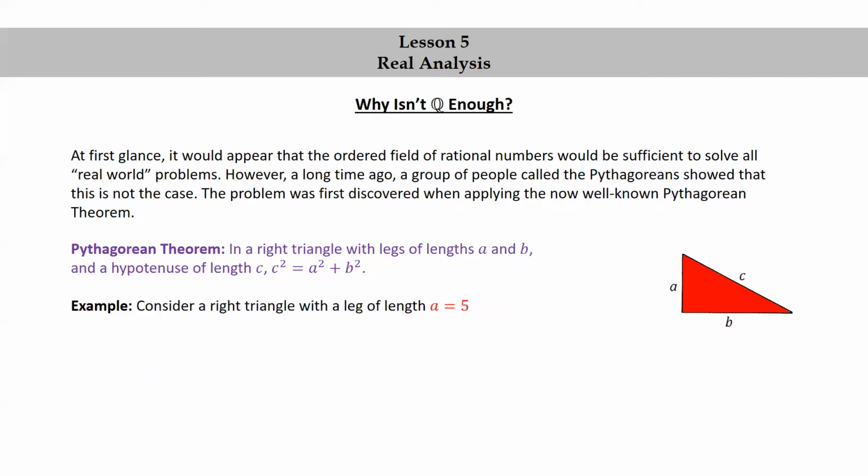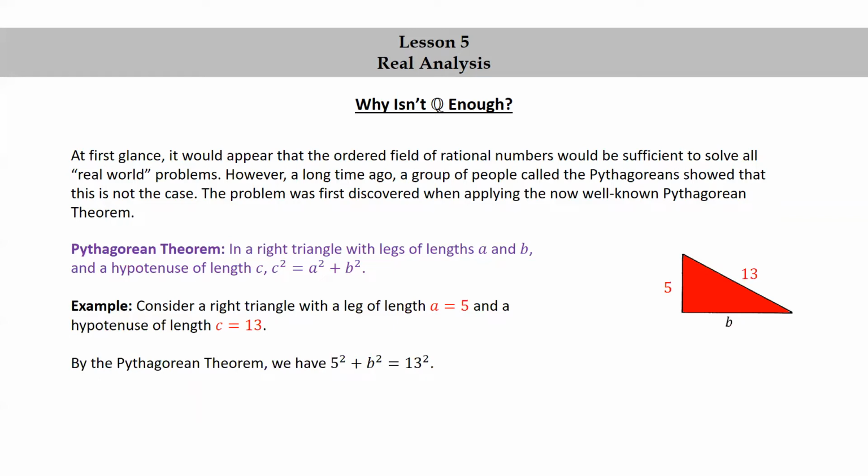Another example. Consider a right triangle with a leg of length a equals 5 and a hypotenuse of length c equals 13. By the Pythagorean theorem, we have 5 squared plus b squared equals 13 squared. So 25 plus b squared is equal to 169. Therefore, b squared is equal to 169 minus 25, which is 144. And so b is equal to 12.